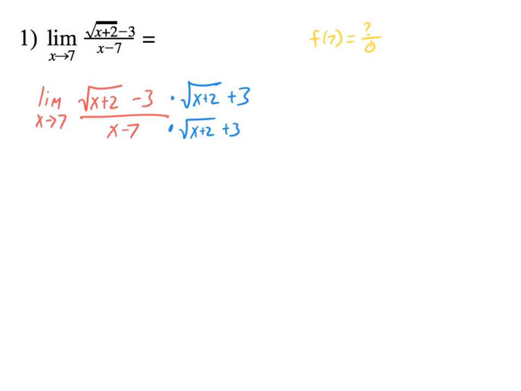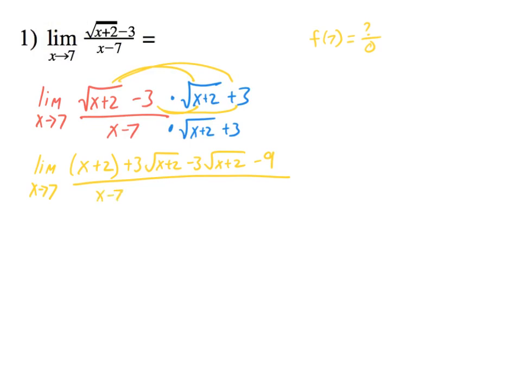Okay, now what we're going to do is FOIL out the top. So we're going to multiply this, multiply this, multiply this, and multiply this. So you're going to get the limit as x approaches 7 still of x plus 2, because the square root times the square root is just x plus 2, because the inside is what's left. Then you have a plus 3 square root x plus 2. Then you have minus 3 square root x plus 2. And then you have a negative 3 times positive 3, which is negative 9. And that's all over x minus 7 times the square root of x plus 2 plus 3.